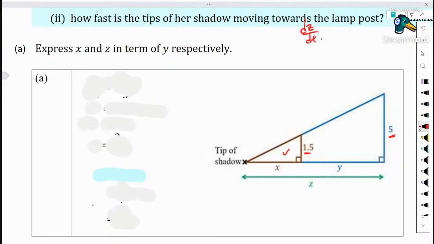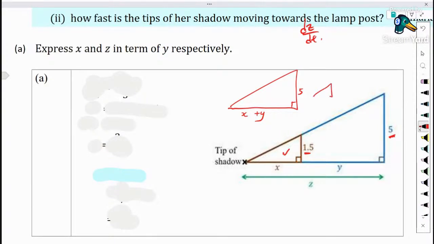Where we have two similar triangles, which is the larger one, 5, and then we have x plus y for the distance. I don't want to relate with z first because I want to find x in terms of y, so I just write in terms of x and y. So the distance between is x and y. This is the larger triangle.